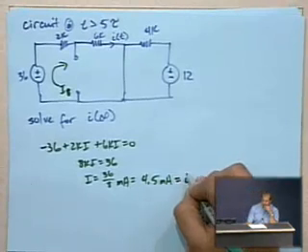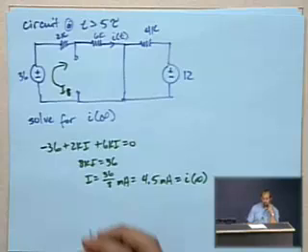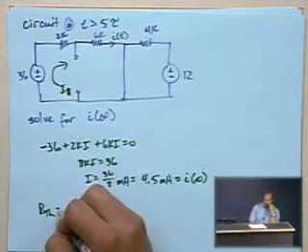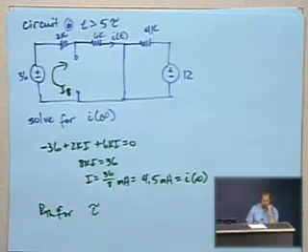And so that, again, that's I of infinity. So we have 2 of the 3 things that we need. The last thing that we need to do is find our Thevenin resistance so that we can solve for the time constant tau. So that's the next thing that we need to find.